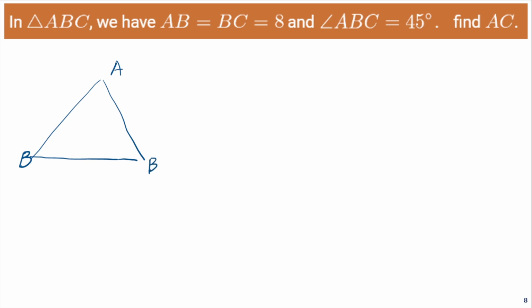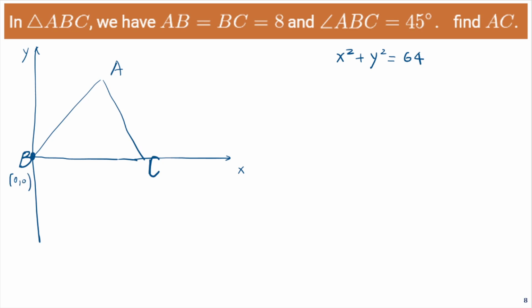That means A and C are both on the circle with center B. Oh, sorry. This should be C here. And radius 8. In other words, if we let B be the origin, then the coordinates of A and C are the solutions to the equation x squared plus y squared equals 64, right? So if we let BC be on the x-axis, and this is our y-axis, we know B has coordinate (0, 0).